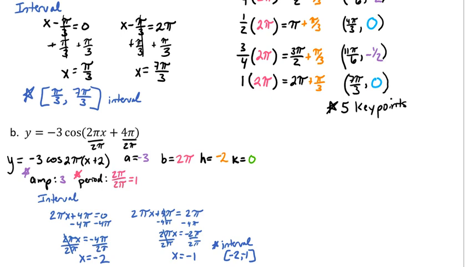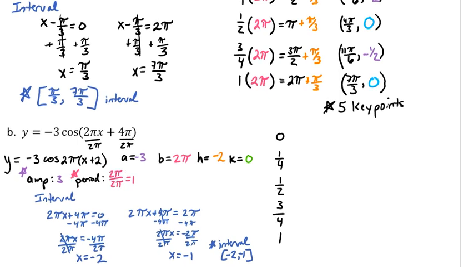So now we're ready to find our 5 key points. And we'll still be using our 0, 1/4, 1/2, 3/4, and 1. So we're going to begin by taking those points in our interval, and we're going to be multiplying them by our period, which was a period of 1, which gives us a 0, a 1/4, a 1/2, a 3/4, and a 1.